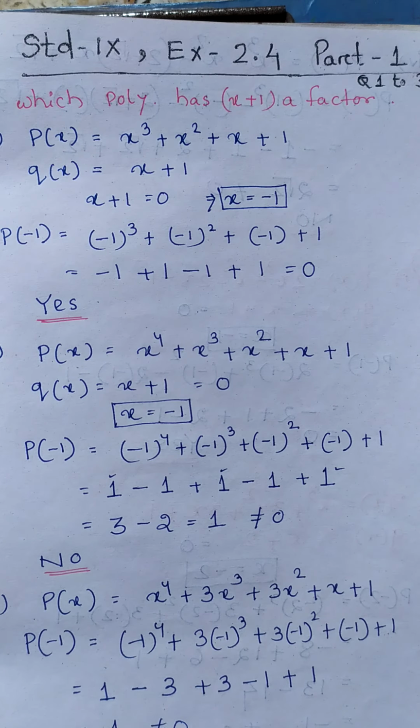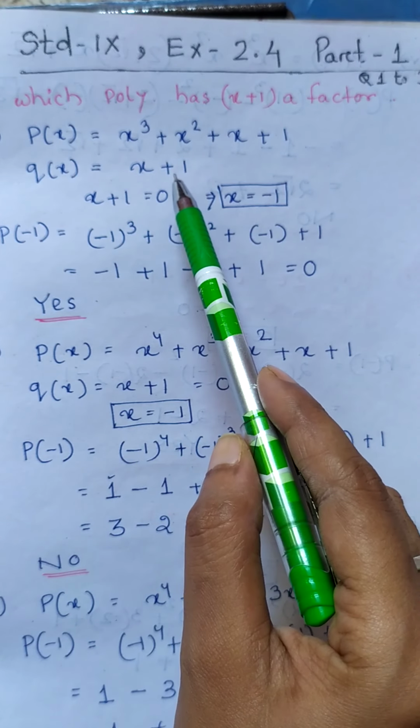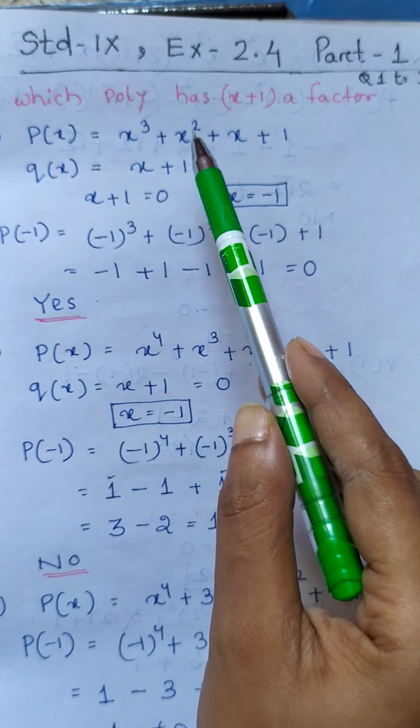to find whether a particular given polynomial g of x is a factor of another polynomial p of x or not. So question number 1: determine which of the following polynomials has x plus 1 as a factor. Different values of the dividend, or we can say p of x, are given. We have to check whether the given q of x, that is x plus 1, will be a factor of this one or not.